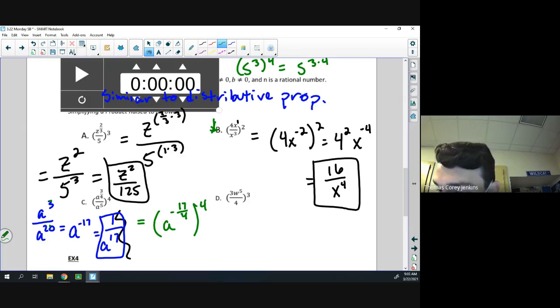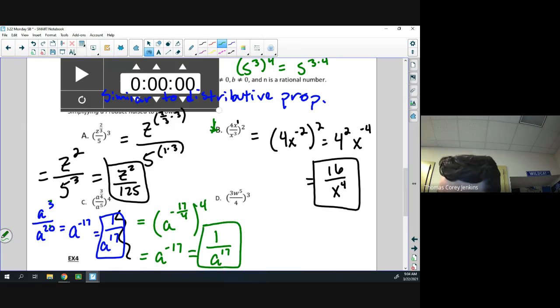And then I could raise that to the 4th power, right? So negative 17/4, or negative 4 and 1/4, times 4 is negative 17. And then we still get to the same place, 1 over a to the positive 17. Okay, so either way, both approaches are logical, both make sense, but I just wanted to go over that.